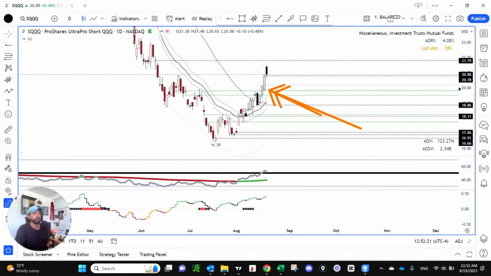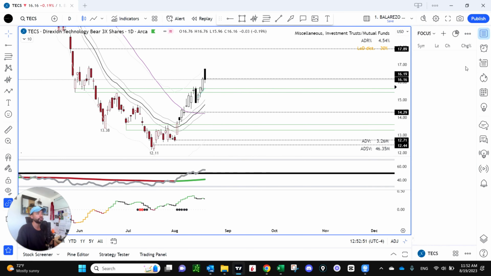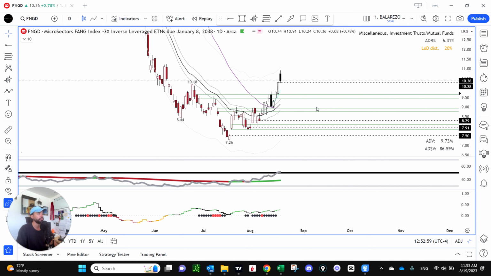And then looking at the FNGD, which is the 3x short ETF for the FANGs, basically the same thing. We broke above this level of resistance, and any pullback to that level is going to be an opportunity to get some short exposure.